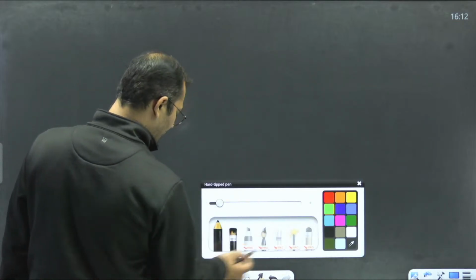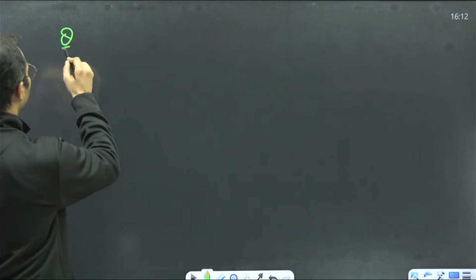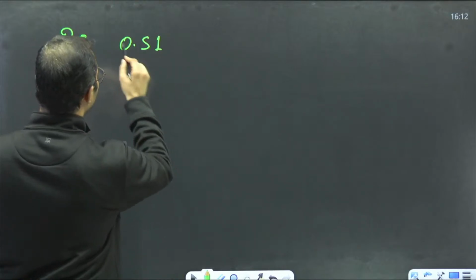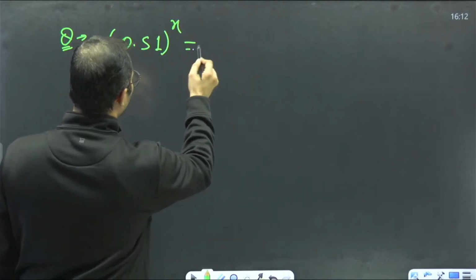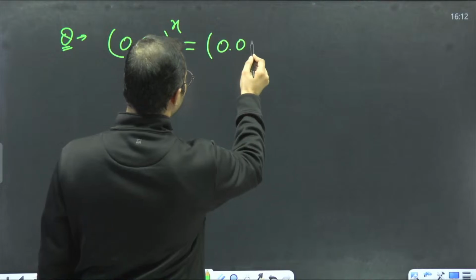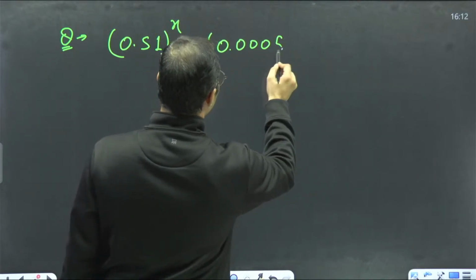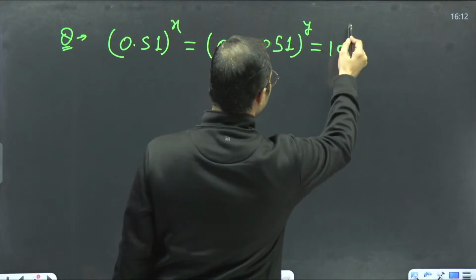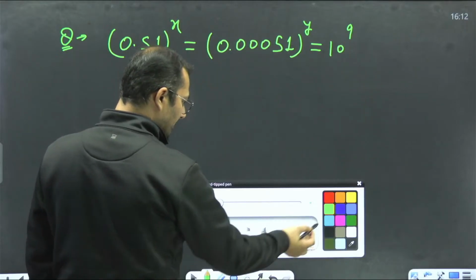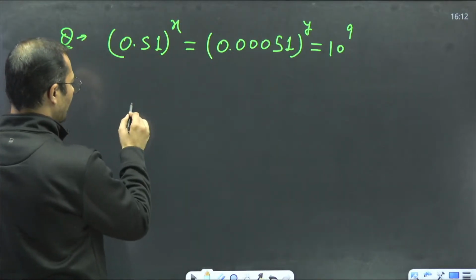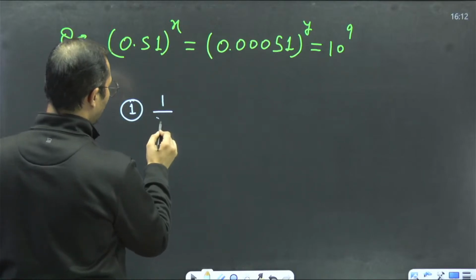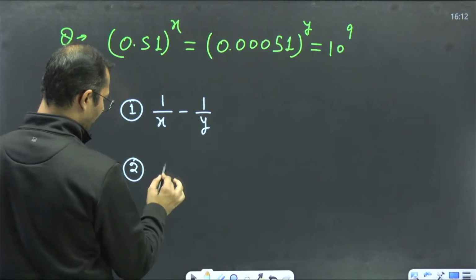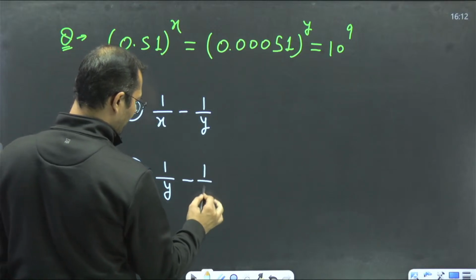So tell me one thing. If 0.51 to the power x is equal to 0.00051 to the power y is equal to 10 to the power 9, then what would be the value of 1 upon x minus 1 upon y, and second, 1 upon y minus 1 upon x?